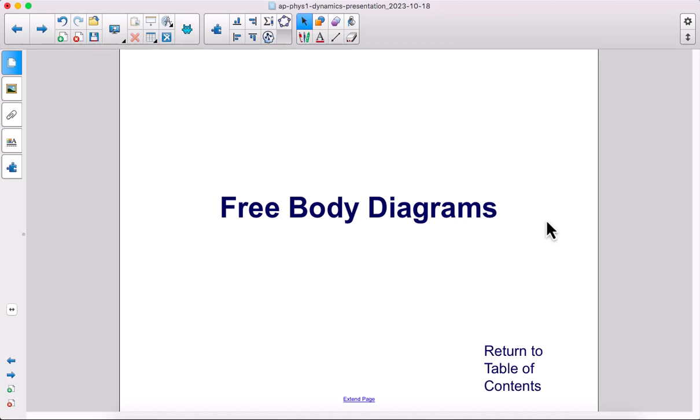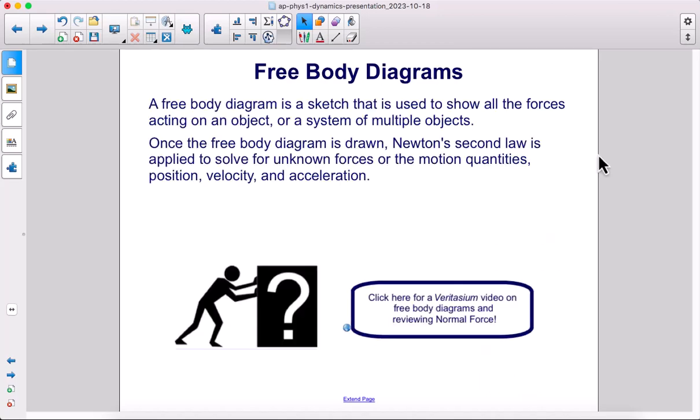Free body diagrams. A free body diagram is a sketch that is used to show all the forces acting on an object, or a system of multiple objects. Once the free body diagram is drawn, Newton's second law is applied to solve for unknown forces or the motion quantities position, velocity, and acceleration.